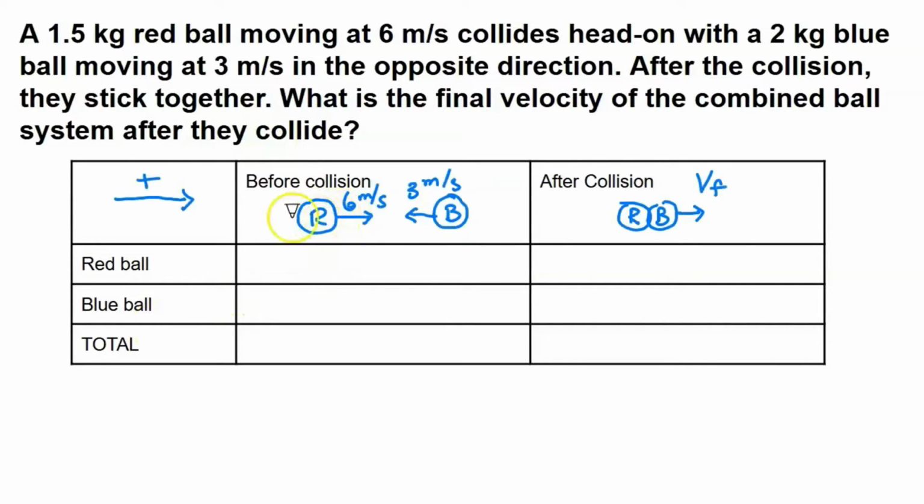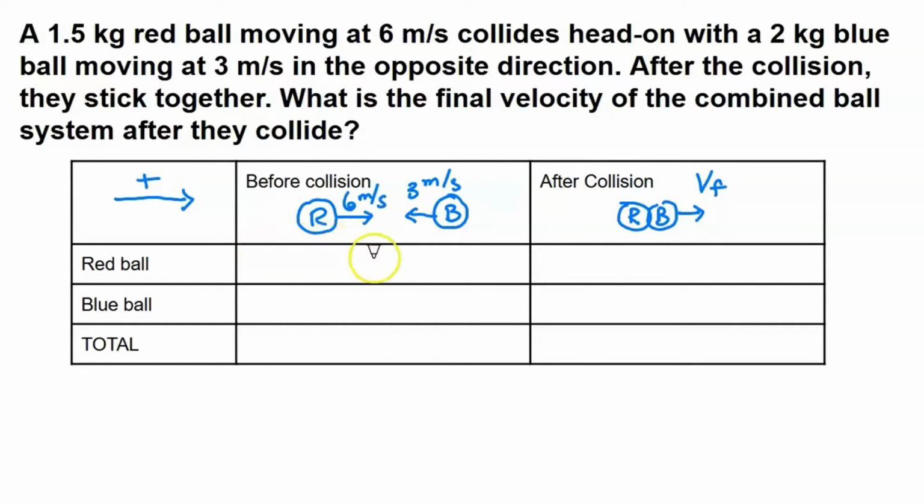First, we're going to indicate the positive direction. I'm going to make right positive. The red ball is moving towards the right initially, and the blue ball is moving to the left. I'm going to do a quick sketch for the red and the blue ball and also indicate their velocities. And then I'm going to do a quick sketch for after the collision as well. VF will be their final velocity once they're stuck together and moving towards the right.